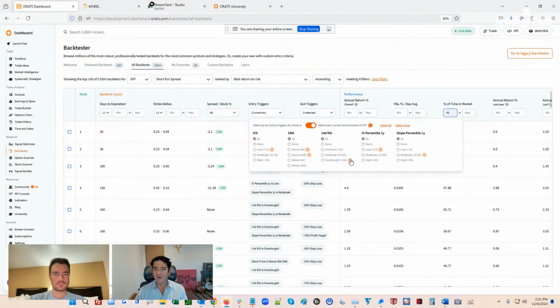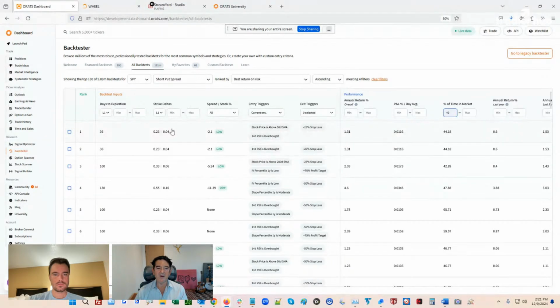RSI is overbought. That's a 14-day RSI. The IV percentile is low, lower than 33. And the slope percentile is moderate. I would have thought that was high, but I think it's kind of been at the highest end of that. So that's where things are now.